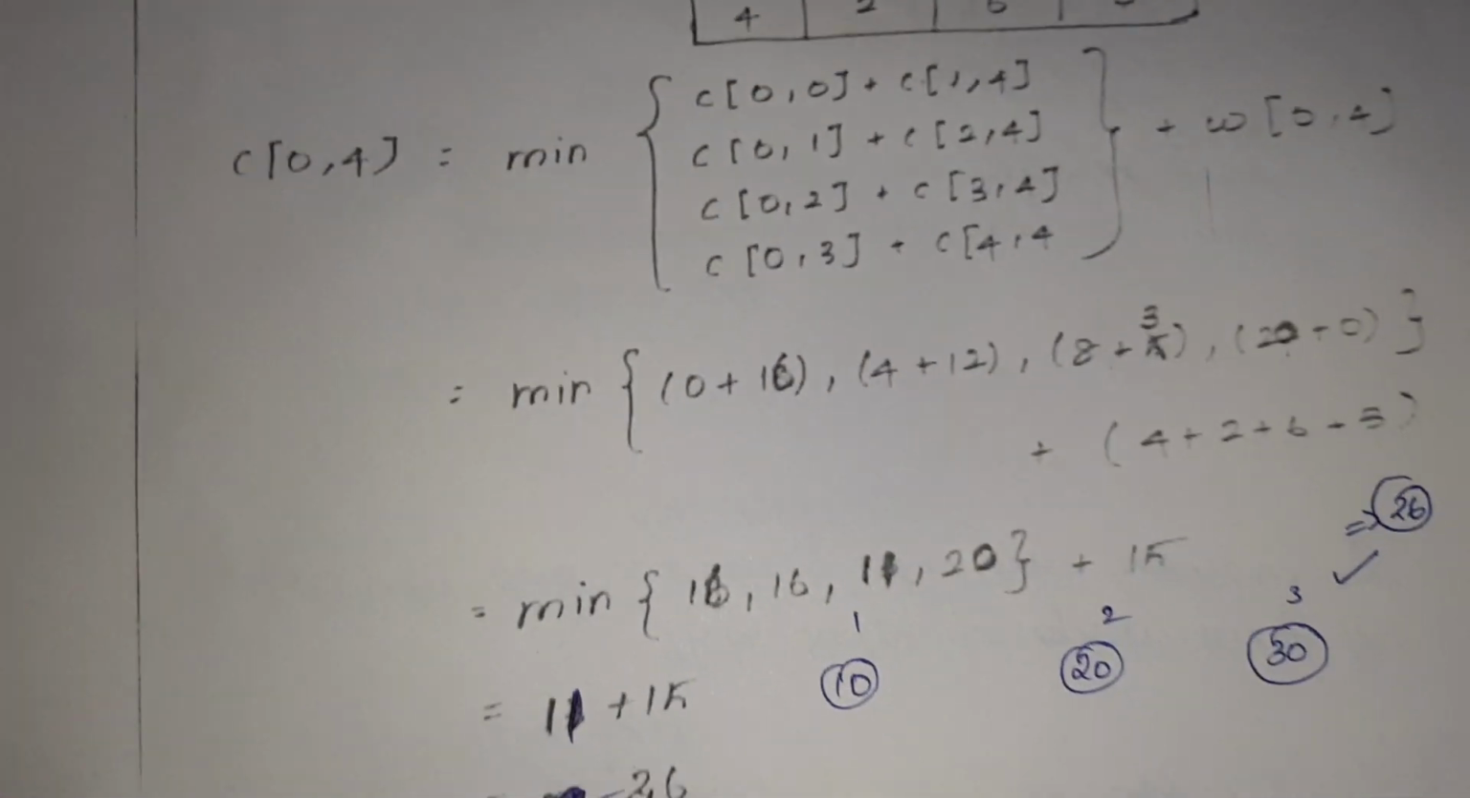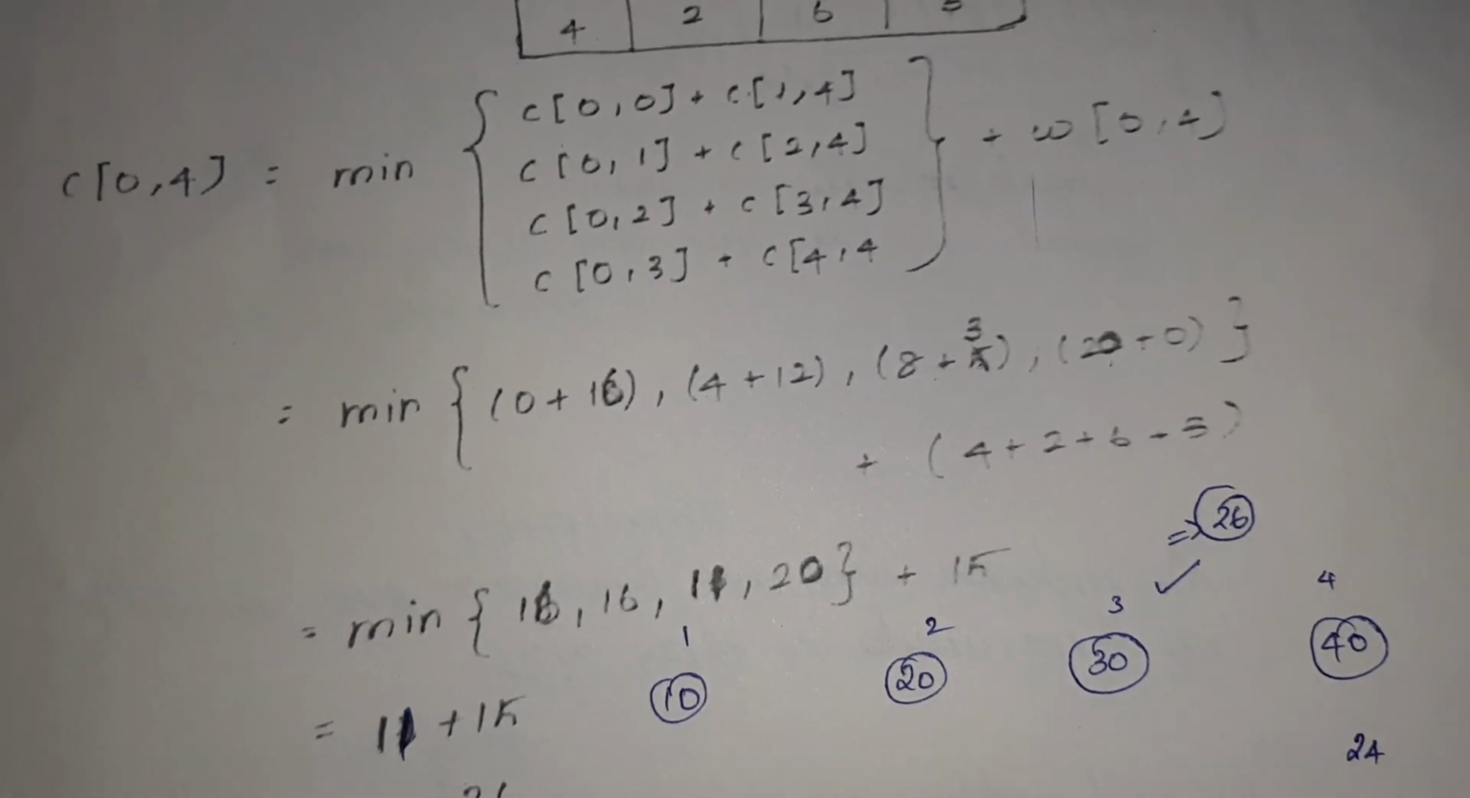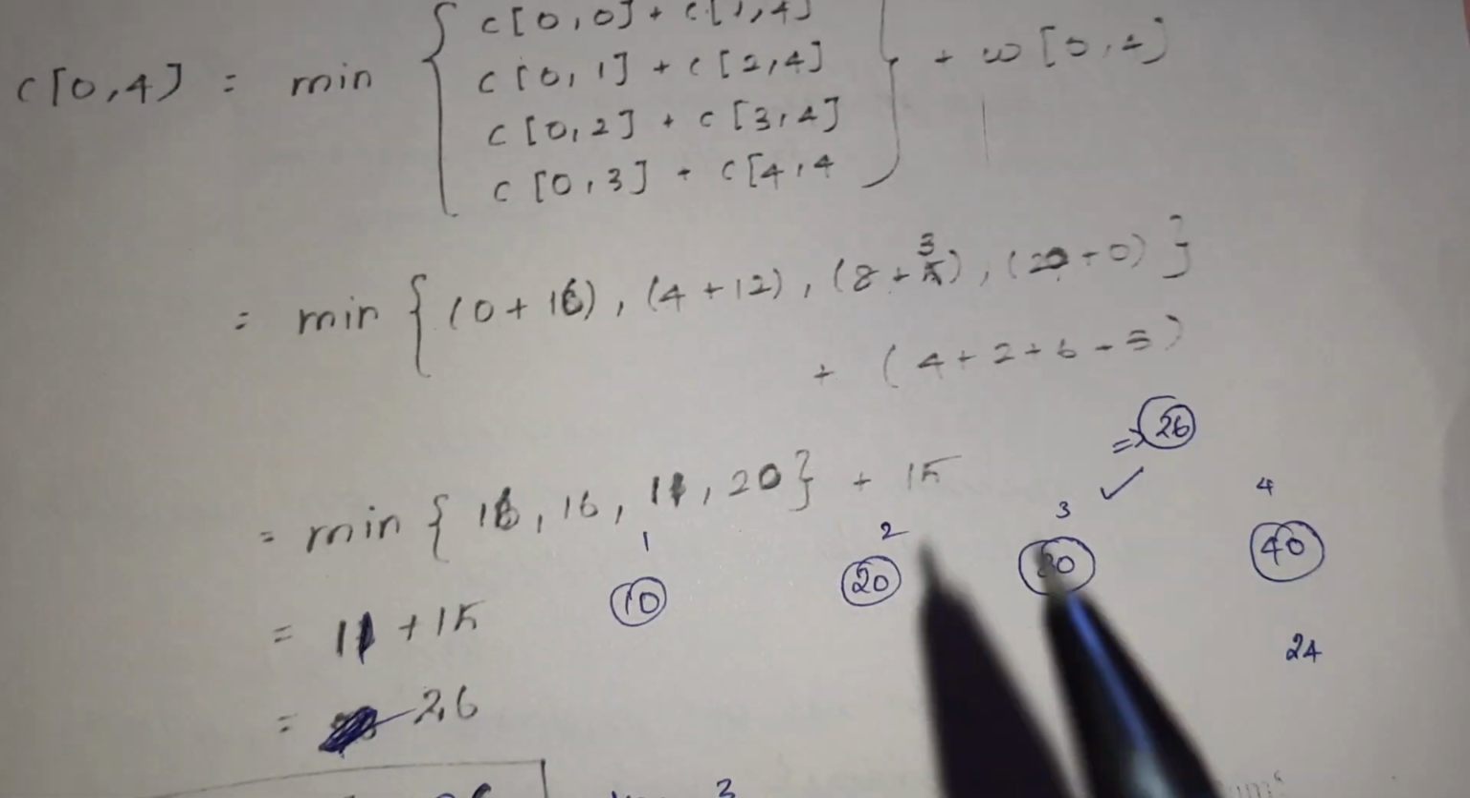According to this formula I am getting the number 26. According to the diagram I am getting the number 26. The same 26 I am getting. But ma'am, how can I draw the diagram?